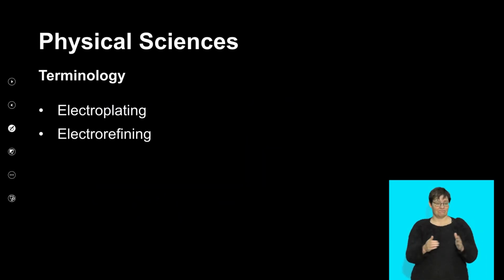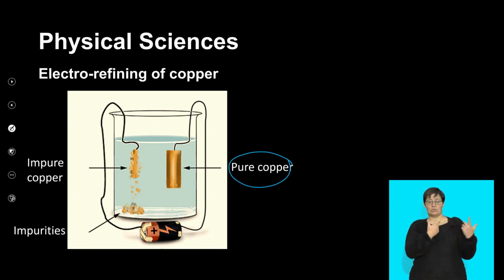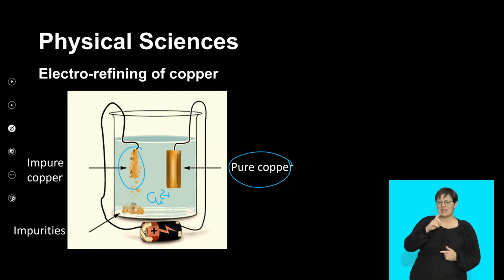Right, let's move on to electrorefining. And electrorefining is where we take pure copper, which we've done from a previous process, and we take impure copper and we put them into a solution of, say, copper ions. Okay? It could be copper nitrate, it could be copper sulfate, doesn't really matter.